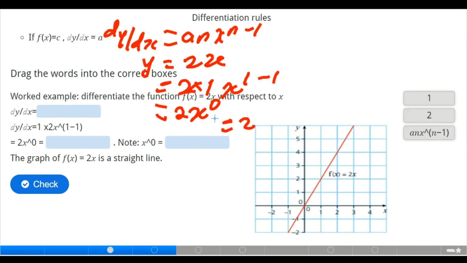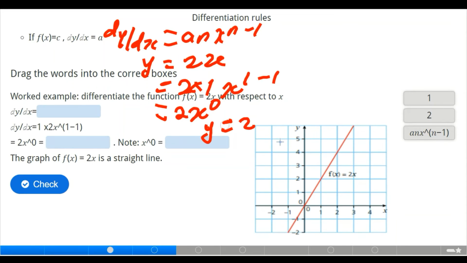So for this one, if we differentiate this, the graph of that function is going to be a straight line. Now, why are we saying that it's a straight line? Let's look at it. We have told that our y here, by the time we differentiate it, our y is what?